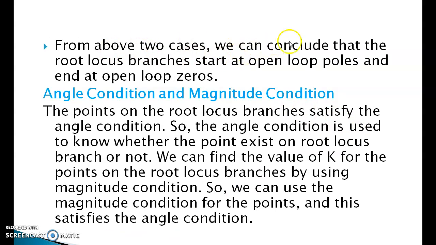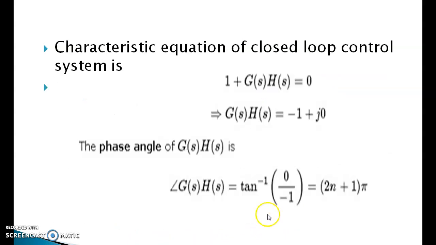From the above two cases, we can conclude that the root locus branches start at open loop poles and end at open loop zeros. Angle condition and magnitude condition. The points on the root locus branches satisfy the angle condition. So the angle condition is used to know whether a point exists on a root locus branch or not. We can find the values of K for the points on the root locus branches by using the magnitude condition. So we use the magnitude condition for the points that satisfy the angle condition.